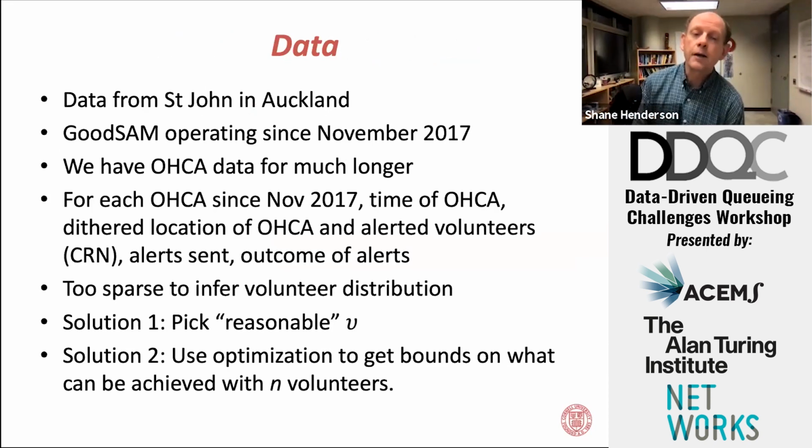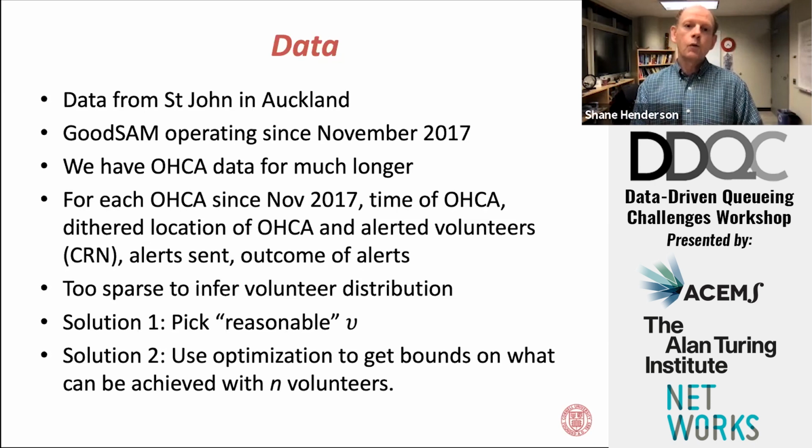But let me tell you a little bit about the data that we're seeing from St. John. So St. John has provided this to us. They've given us all their data on GoodSam. They've been operating since 2017, late 2017. And obviously this overlaps heavily with the COVID stuff. But anyway, we have that data. We also have out-of-hospital cardiac arrest data for quite a lot longer time span. And that means that we can estimate the probabilities distribution for the location of cardiac arrests pretty well. But we can't estimate the volunteer mass, that new quantity, very well.